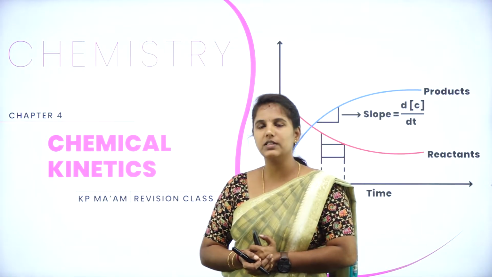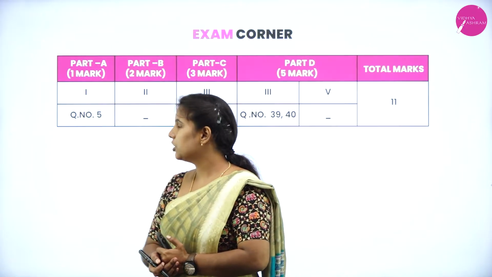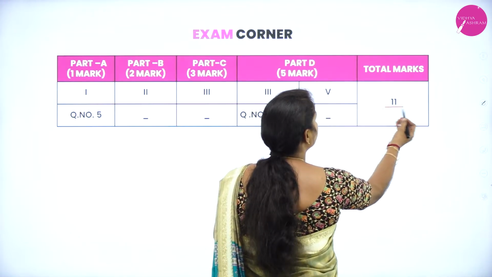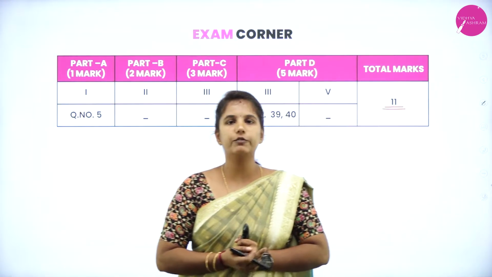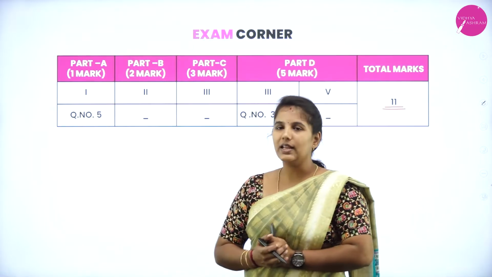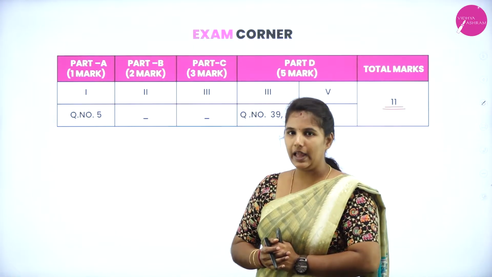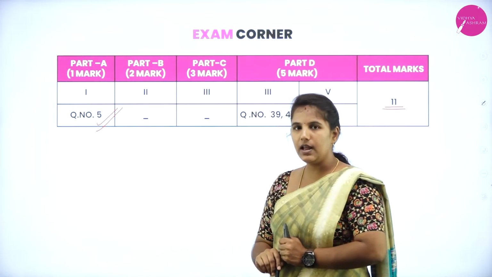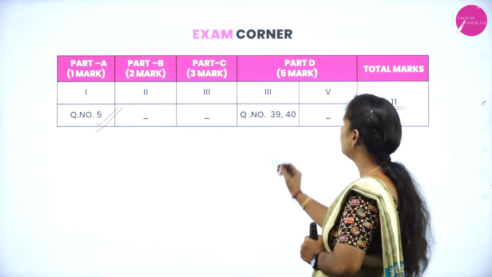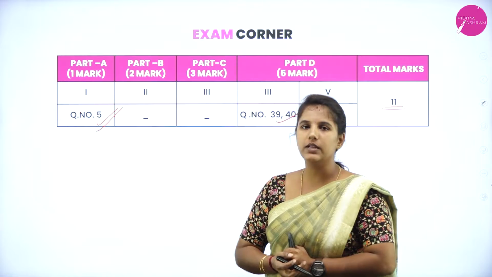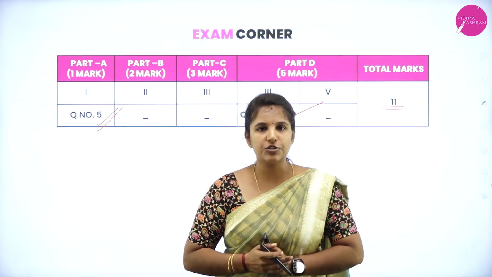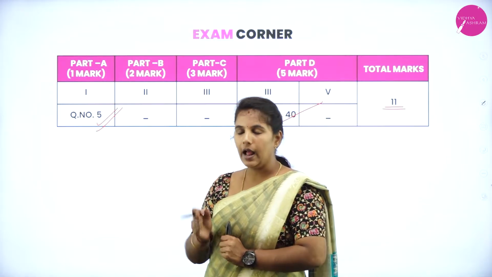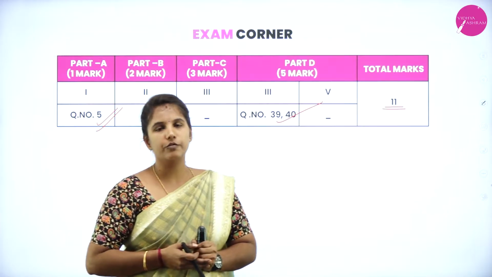Before going to discuss this unit, let's see the weightage of this unit. From this unit, we can expect 11 marks. So, how many marks will be allotted for this unit? 11. If you see the weightage, in Part A, question number 5 will come from this unit, which carries 1 mark. Similarly, in Part D, question numbers 39 and 40 will come from this unit. So, there will be 3 questions: one is a 1 mark question and there are two 5-mark questions, and totally we can expect 11 marks from this unit.